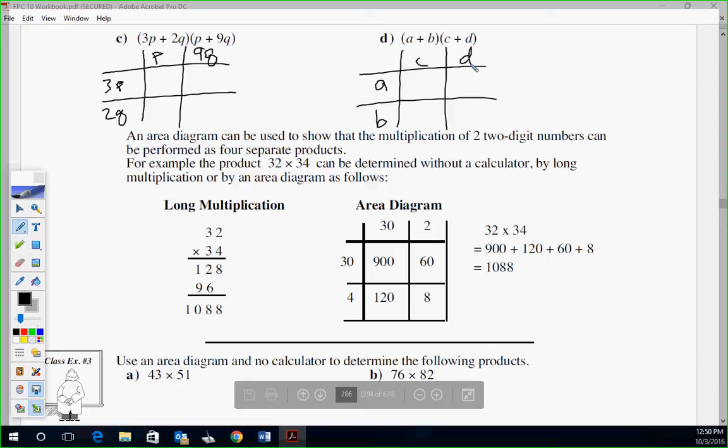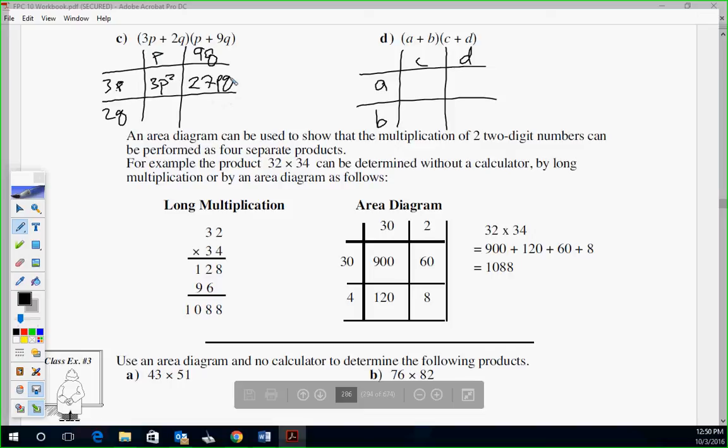Okay, so this one would be 3p times p is 3p squared. 3p times 9q. So this is where you have two variables. This is where I told you don't invent a new variable. You just put them next to each other. You can do 9 times 3, which is 27, and you have a p and a q next to each other. That's all you have there.